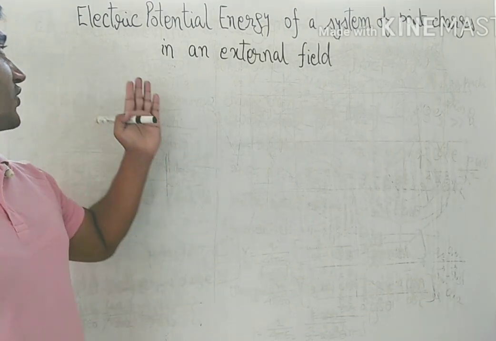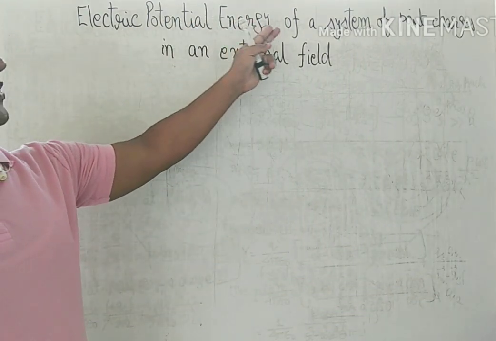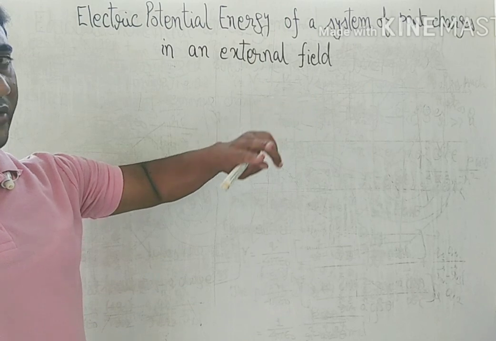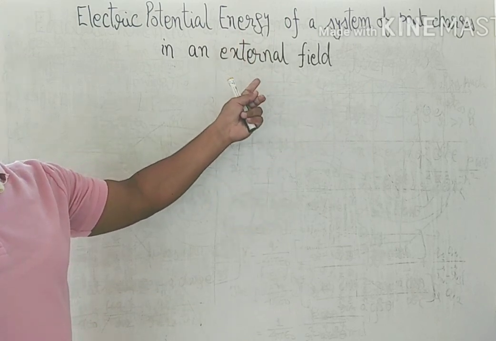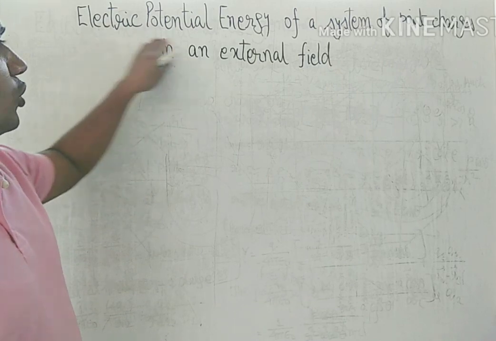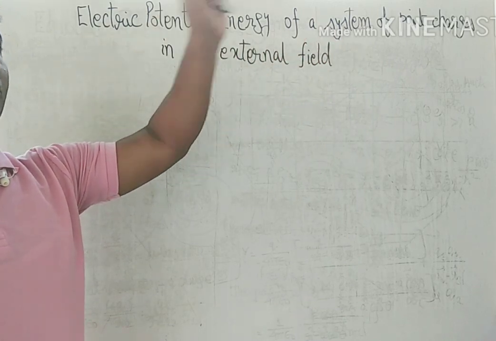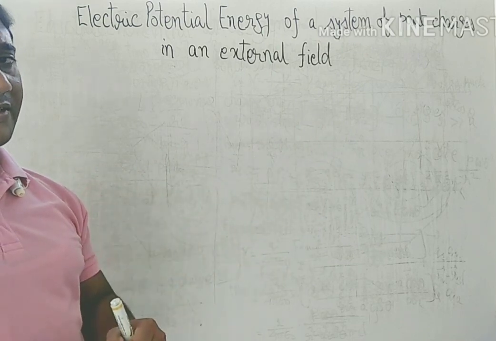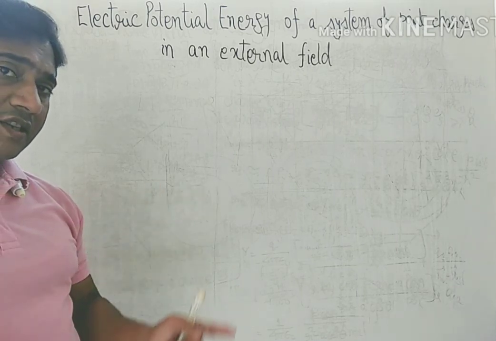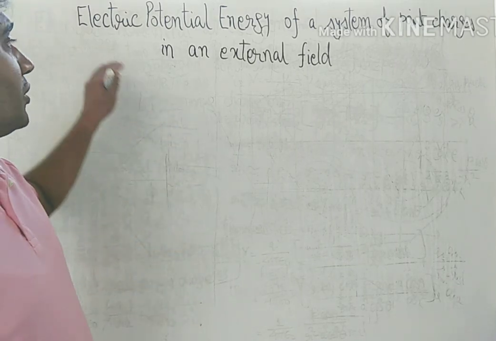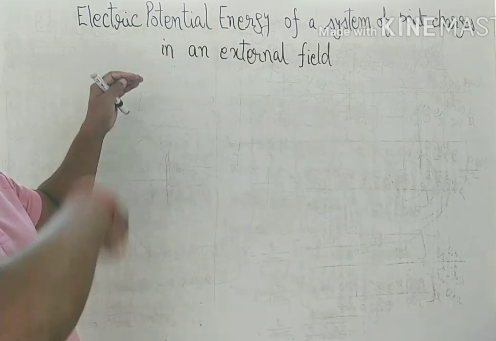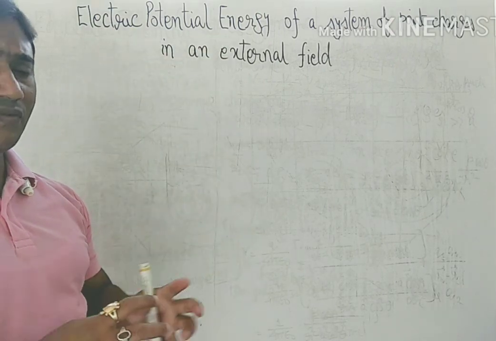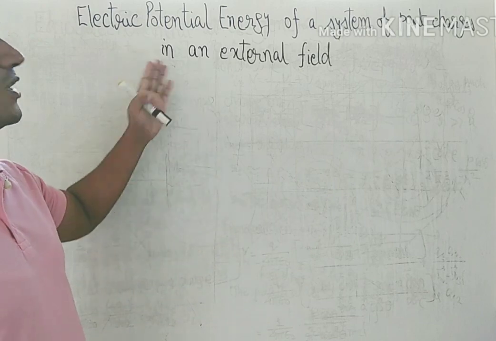Okay students, so let's have the next topic, electric potential energy of a system of point charges in an external field. So what's the difference between the previous and this topic? Earlier we had the same topic, but in empty space. There was not a previously existing electric field as such. And here, in the external electric field, we will be bringing first charge, second charge, third charge, nth charge, and what's the electric potential energy in such a configuration, that will be seen under this topic.